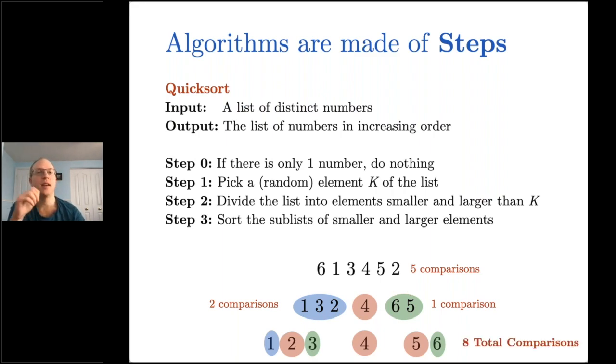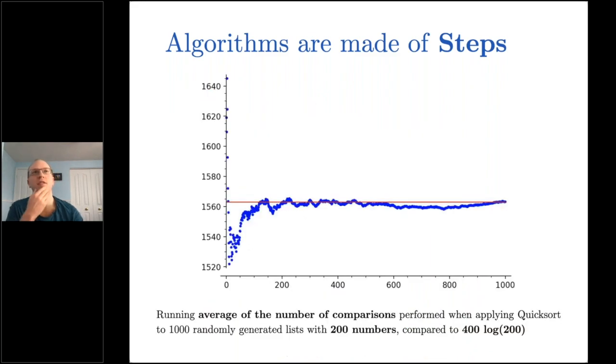And then you could say, okay, is that efficient or not efficient? You could try and compare that to other algorithms. And again, usually with large amounts of data. So for instance, here, what I did is I randomly generated a list with 200 numbers, and I counted how many comparisons it took when I ran quicksort. And then I repeated that 1,000 times, and I took the running average.